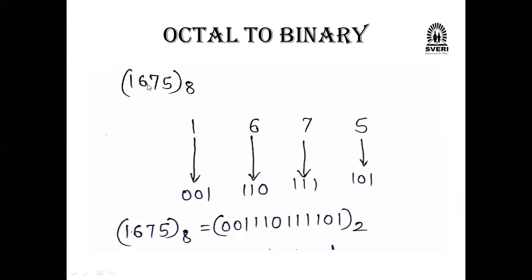See here, 1675 is the octal number. Octal में अभी binary में लिखना है तो कितना है? 3 bits use करते हैं. 3 bits. Yes, sir. So we can write here 1675. We can write separate here now.